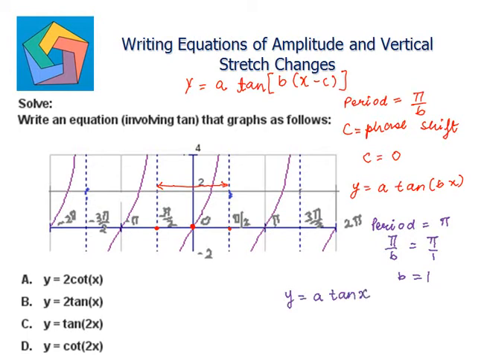Now we need to determine a. For determining a, we can take any coordinate on the tangent graph. Let me take here. This point will be given by pi by 4, 2, let's say. So putting in the equation, we can get 2 is equal to a tangent pi by 4. 2 is equal to a times 1, or a is equal to 2. So the equation becomes y is equal to 2 tangent x, which is the answer in the B part.